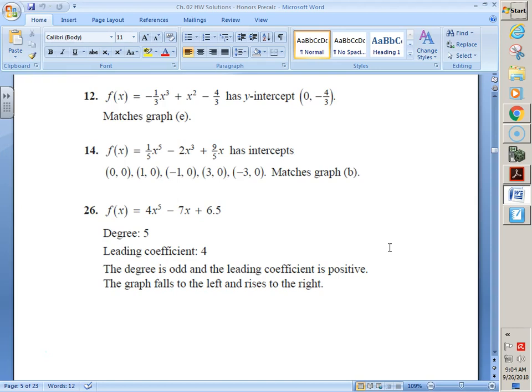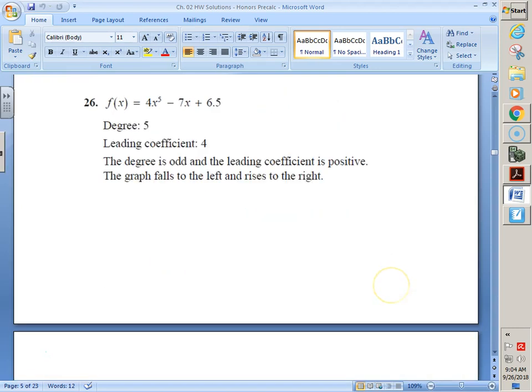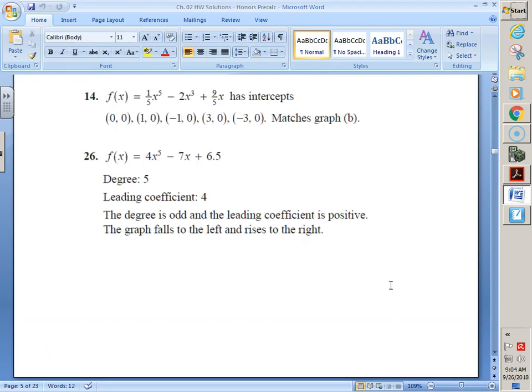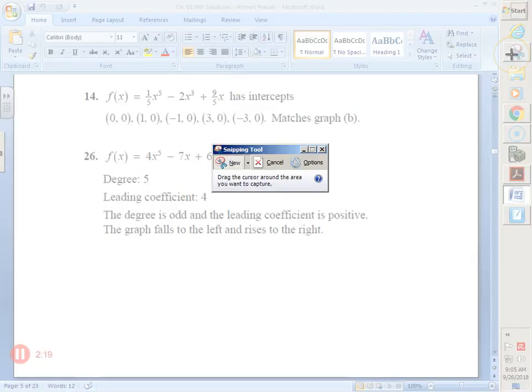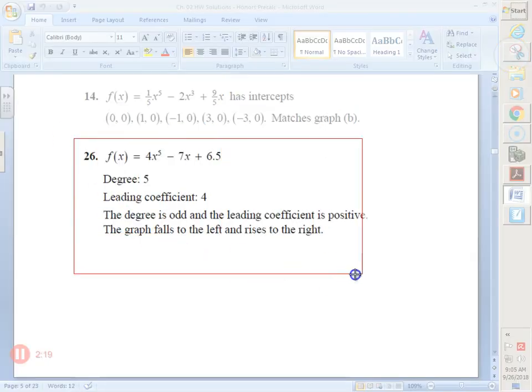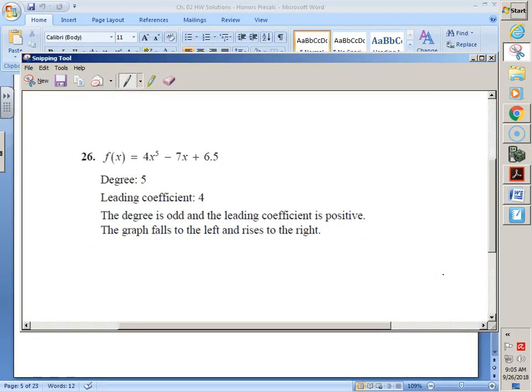Number 26, if you guys have questions on those, we'll get into the homework in just a second. Number 26, the degree is 5. Leading coefficient is a positive 4. The degree is odd. Leading coefficient is positive. Therefore, oh, come on. That's an elementary description. We're so much better than that, aren't we? How can we describe end behavior even better than, okay, falls to the left and rises to the right? That's good. But how are you supposed to do it?